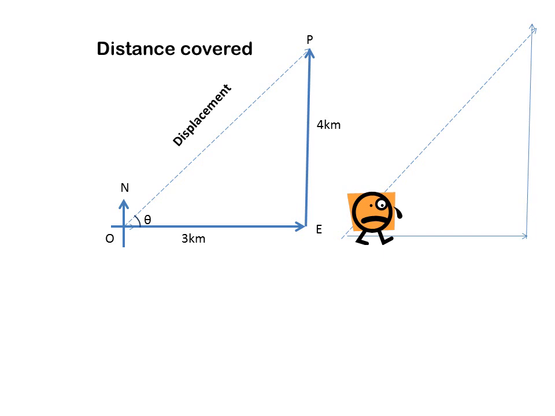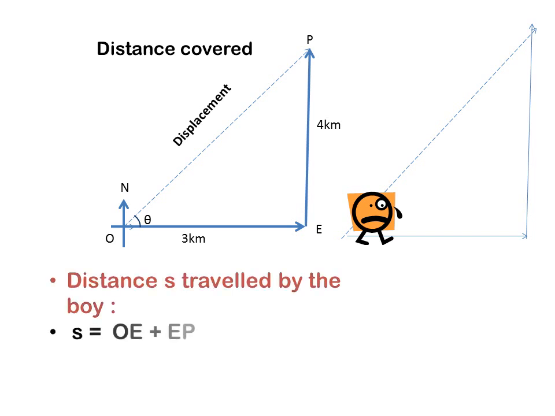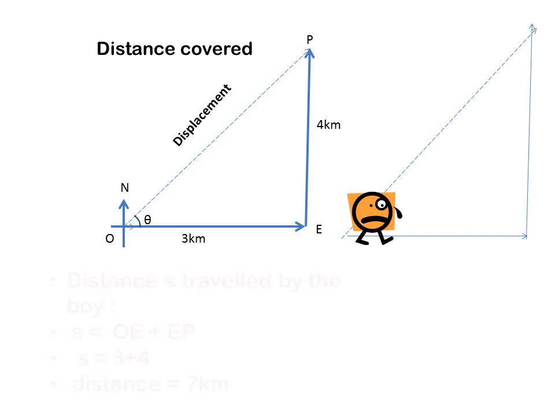Now I want to find the displacement and the distance. The displacement, apart from the magnitude, also has a direction, which can be gotten from the angle theta as shown. The distance S traveled by the boy is given by S equal to line OE plus line EP. Line OE is 3 kilometers and line EP is 4 kilometers. So distance S covered is 3 plus 4, which is equal to 7 kilometers. This is the distance covered by the boy.